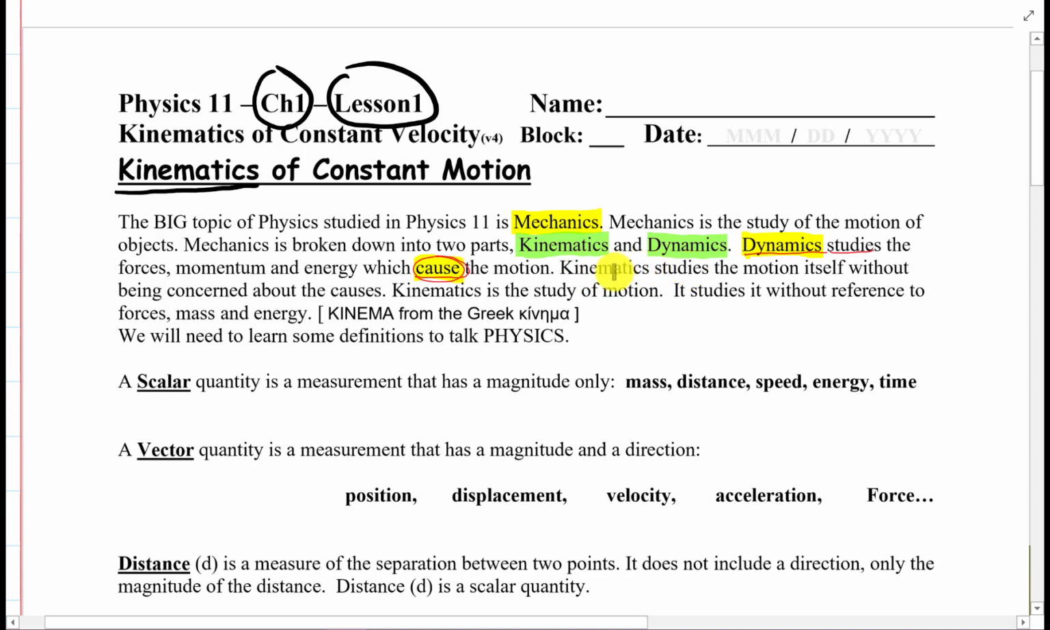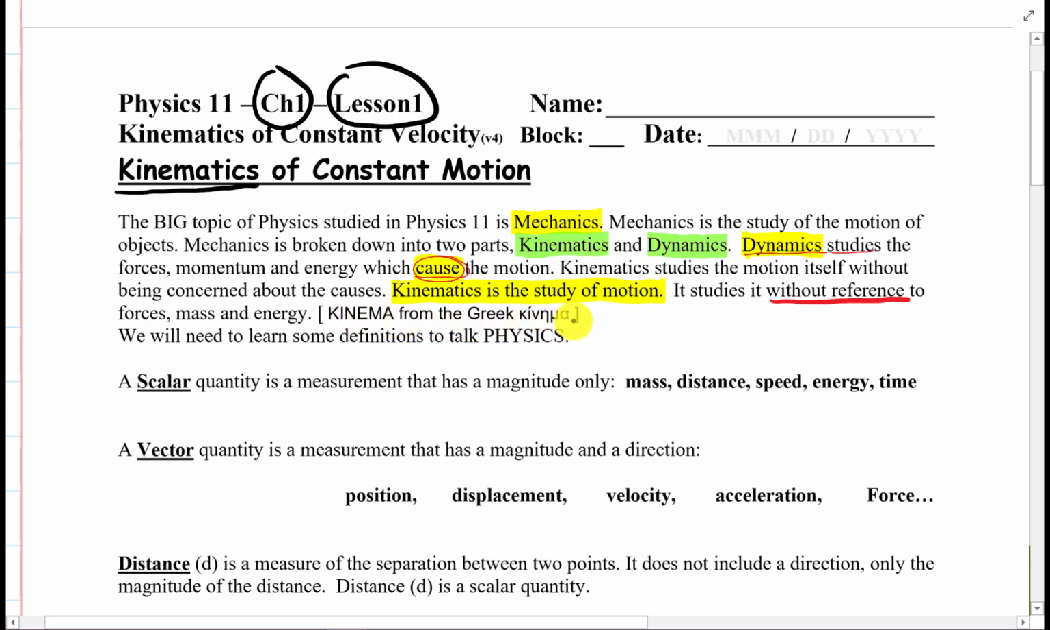Kinematics studies the motion itself without being concerned with what causes it. So kinematics is the basic study of motion, and that's what we're going to be doing, studying the motion. We don't care what causes it, so kinematics is without reference to forces, mass, energy.